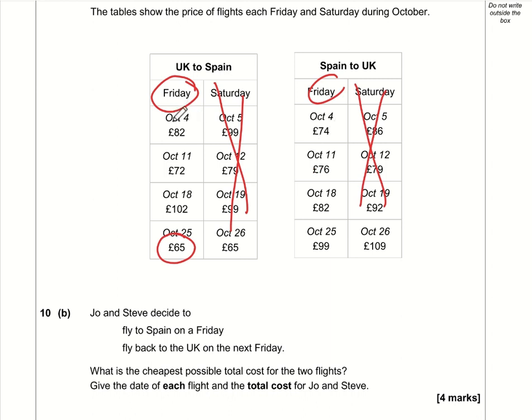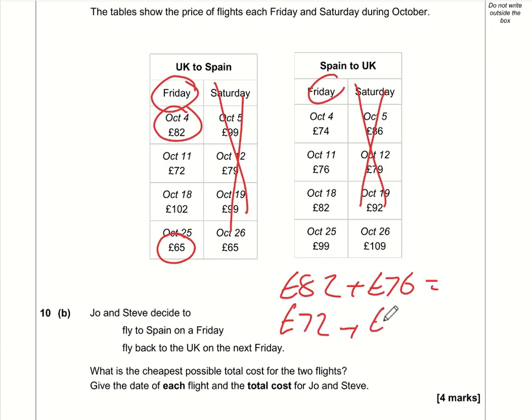So you have to think of it like this. If you're flying out on the 4th, you have to come back on the 11th, or you could fly out on the 11th and fly back on the 18th, or you fly out on the 18th, which is 102, and come back on the 25th, which is 99. Okay, so clearly this third one is the most expensive. We've got an 82 and an 82 in both of these calculations, so it's relatively clear that 72 plus 82 should be less than 76 plus 82, so these are the flights we need to take.